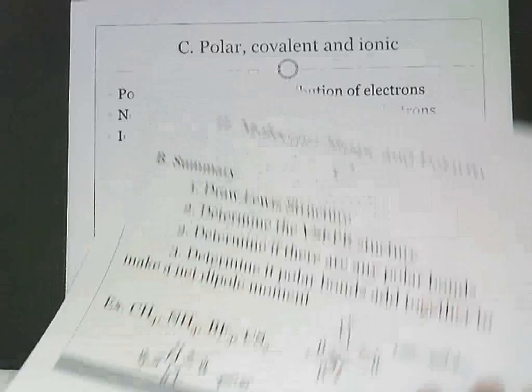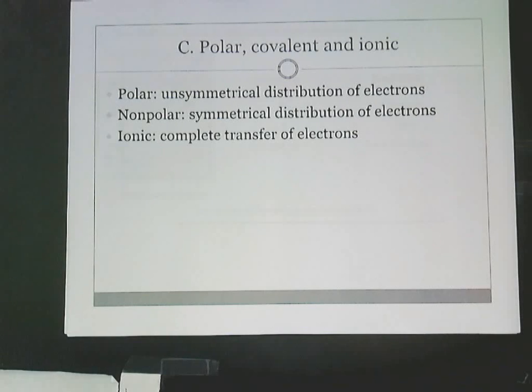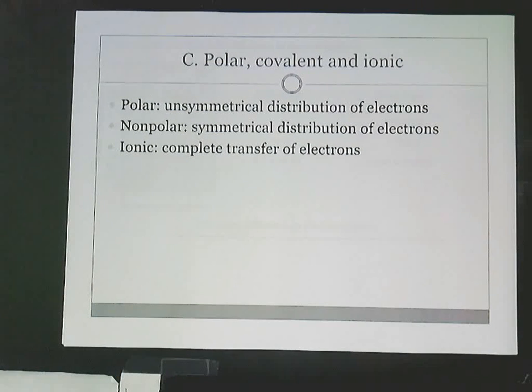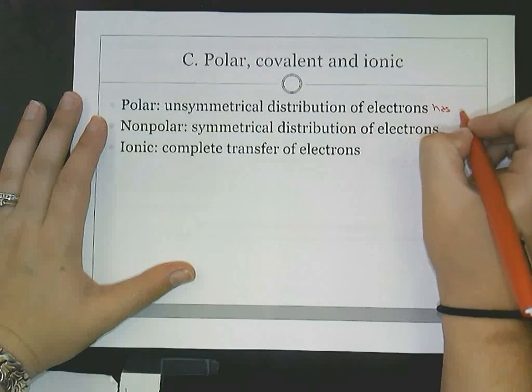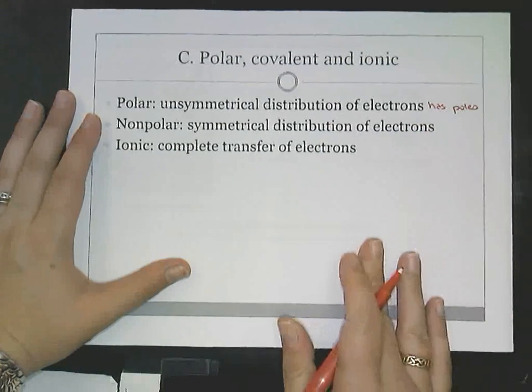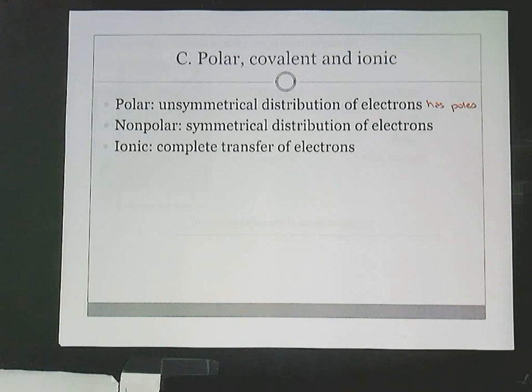All right, so what are the official definitions of these three different types of bonds? If you have a polar bond, it is an unsymmetrical distribution of electrons, it has poles. Nonpolar is a symmetrical distribution of electrons. There is no positive and negative end. And we also have an ionic bond, which is not really a bond, that is complete transfer of electrons from one atom to another atom.